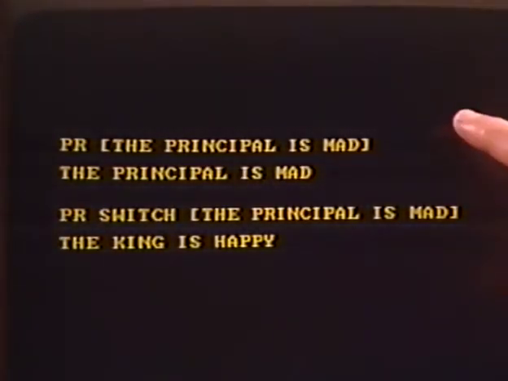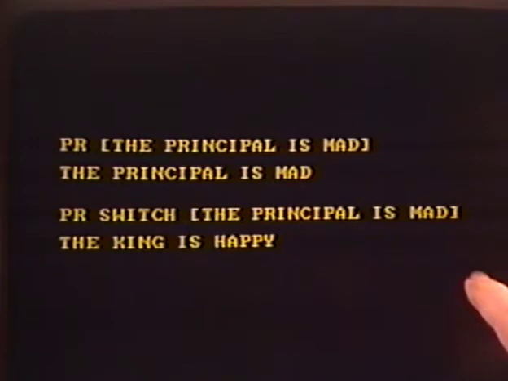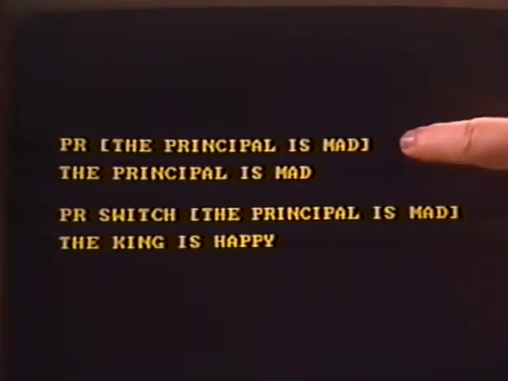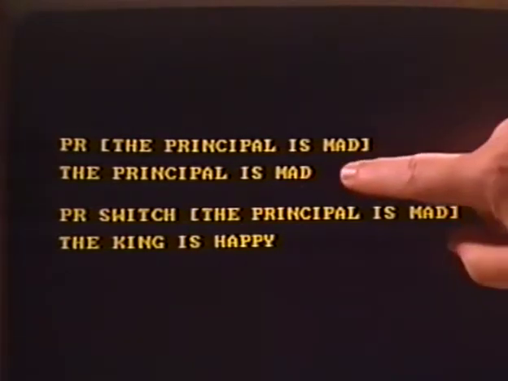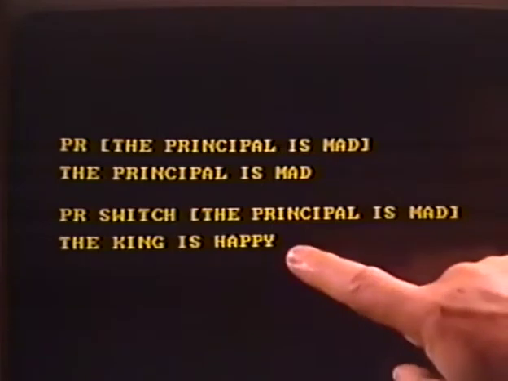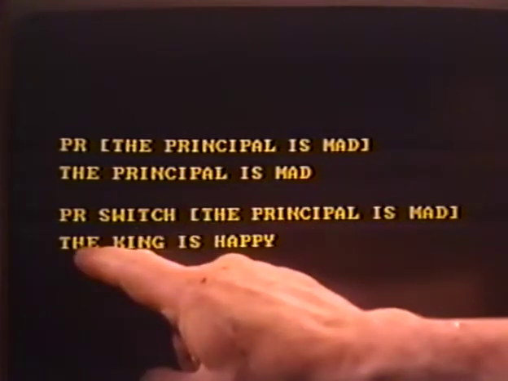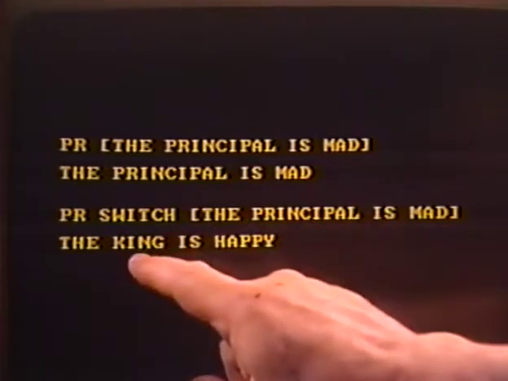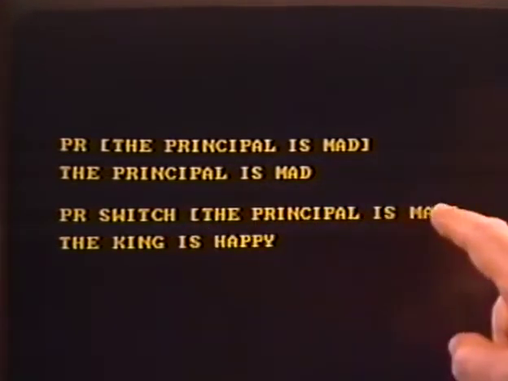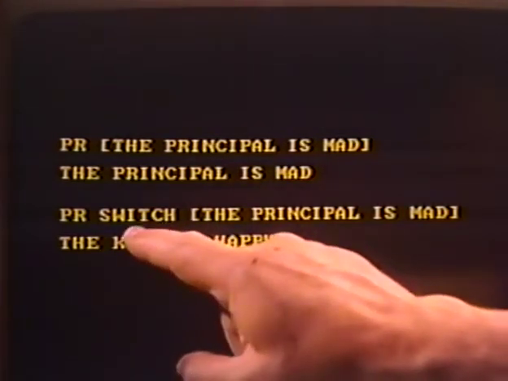The screen shows our project. We're going to write a procedure switch, whose behavior is shown by these 4 lines. Print, the principal is mad, a Logo instruction, and of course that's what would appear. But print switch, the principal is mad, will put this on the screen. The king is happy. The remains unchanged, principal turns into king, mad to happy. Our problem is to write the procedure switch.